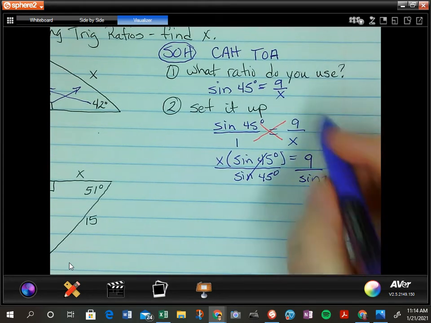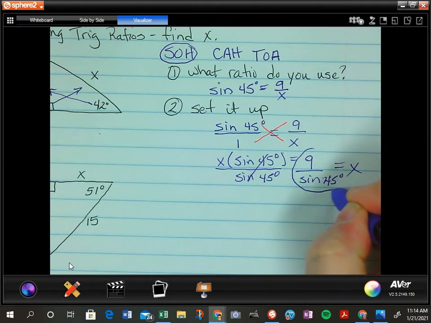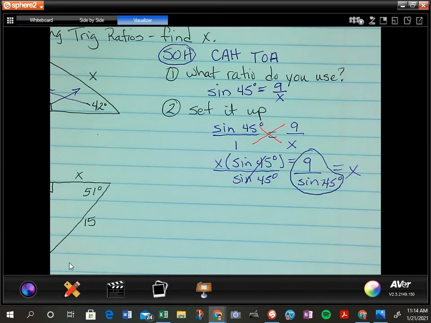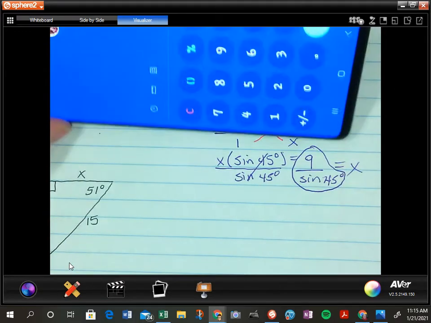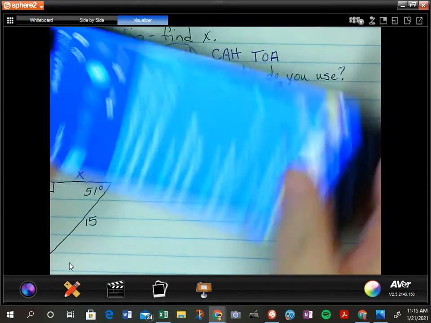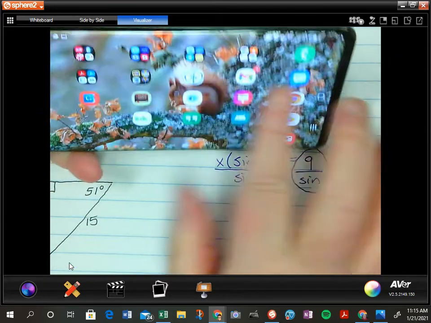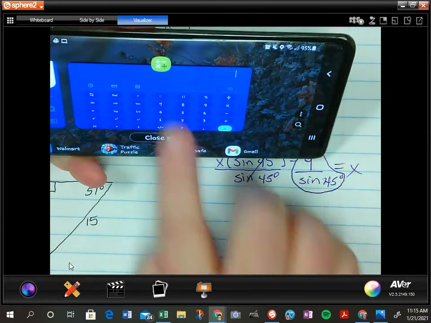So now all we have to do is put this in our calculator. Let me get mine open. Remember, you're going to turn it sideways. And there we go.